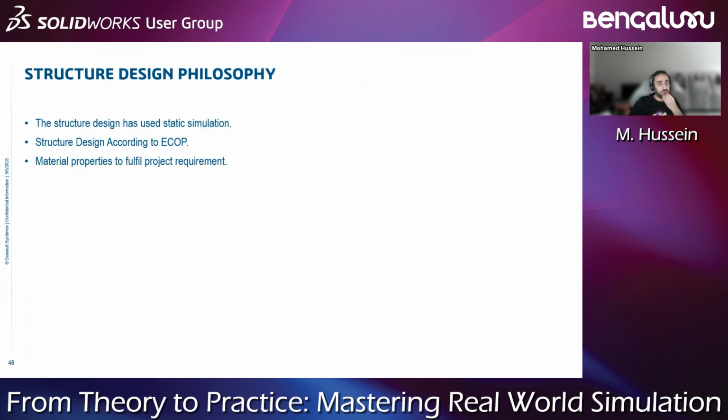Okay, what is the structure design philosophy? Three main requirements. The structure uses static simulations. You may be wondering, but this is a car, you should consider some dynamic simulations. You are right, we will check this right now. Structure design according to ECOB, the Egyptian Code of Practice, and material properties that fulfill some, or basically all, of the project requirements.